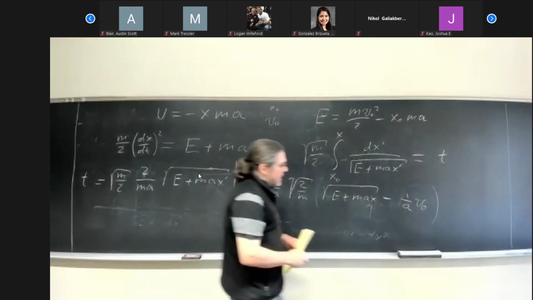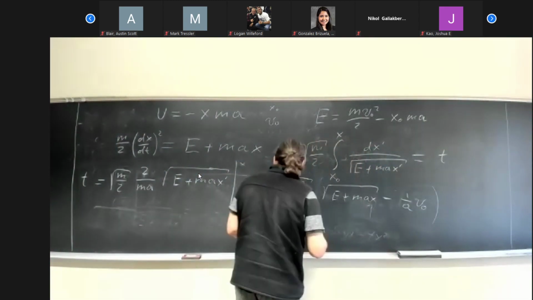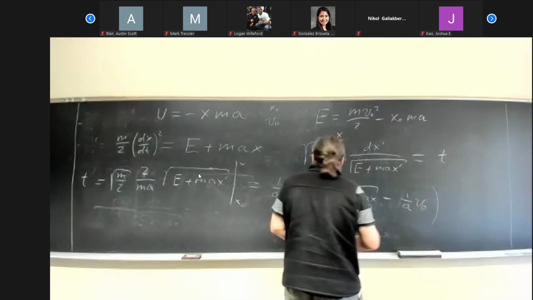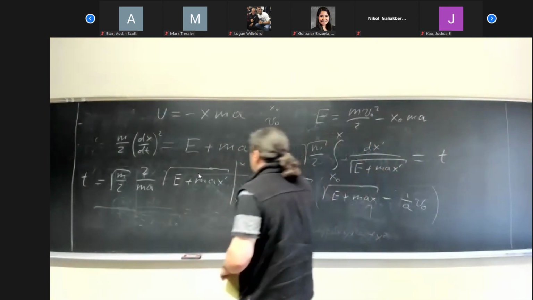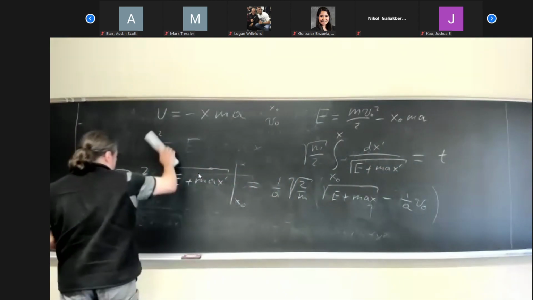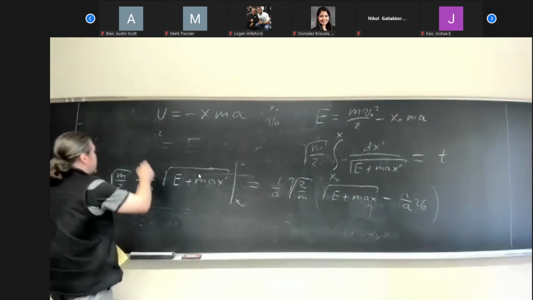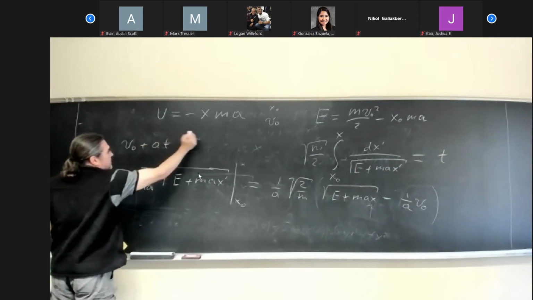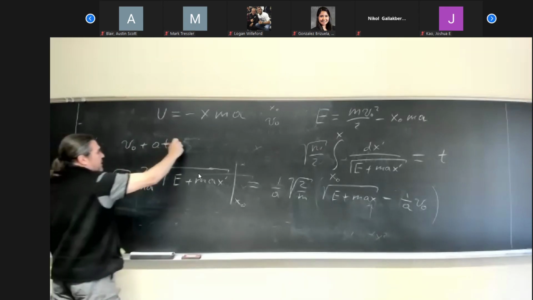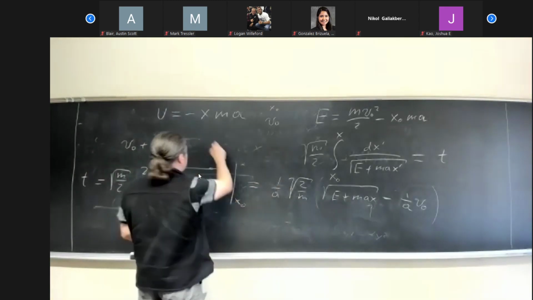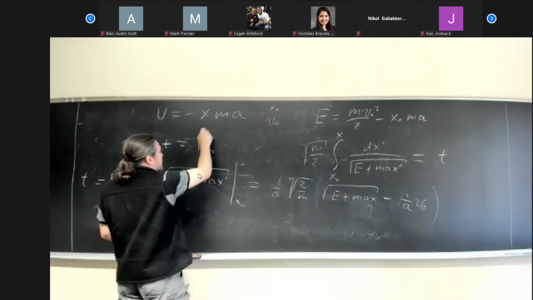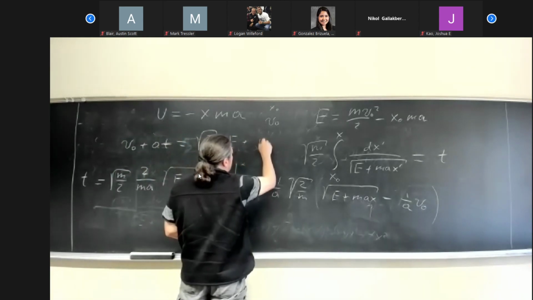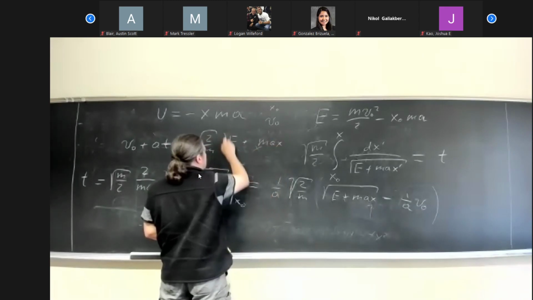All right. So now in this equation, first of all, I multiply everything by a. Then I move this to the left-hand side, and what I'll get is the following: v naught plus a t equals, and the rest of that, square root of 2 divided by m times square root of E plus m a x.